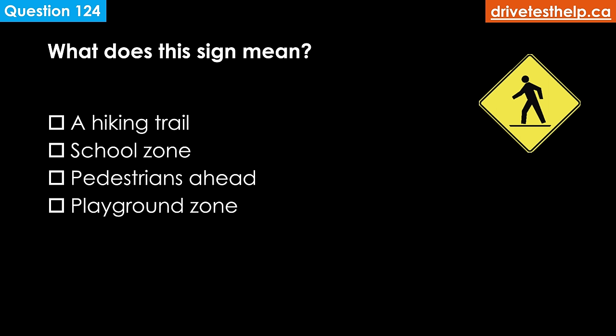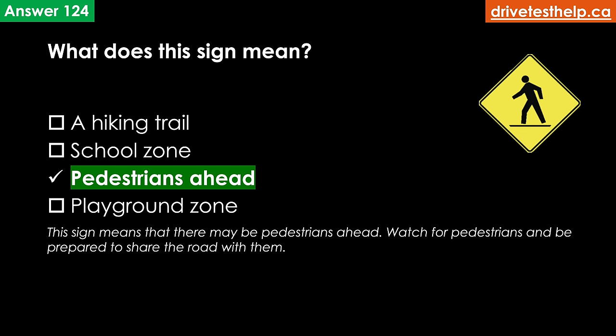What does this sign mean? A hiking trail, school zone, pedestrians ahead, playground zone. The correct answer, pedestrians ahead. This sign means that there may be pedestrians ahead. Watch for pedestrians and be prepared to share the road with them.